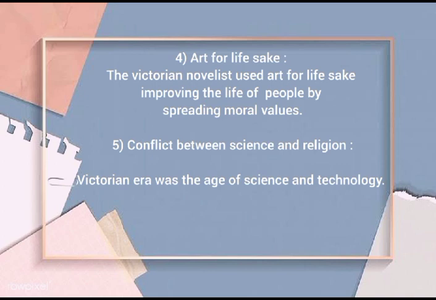The last and fifth theme of the Victorian novel is the conflict between science and religion. What is the difference between science and religion? The Victorian era was the age of science and technology, the age of industry, the age of growth in science. During the Victorian age, people became materialistic, and they were distancing themselves from spirituality and religious beliefs.